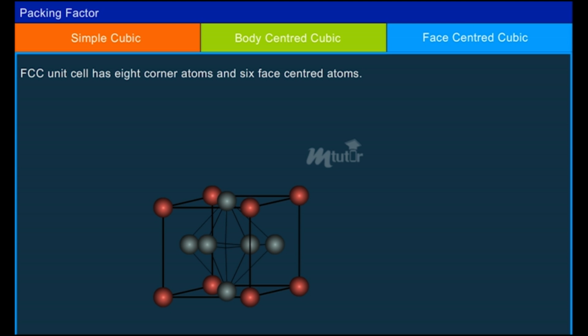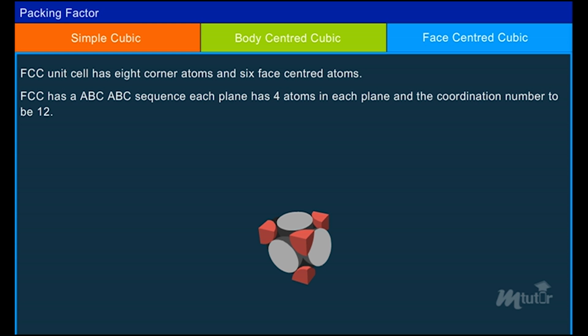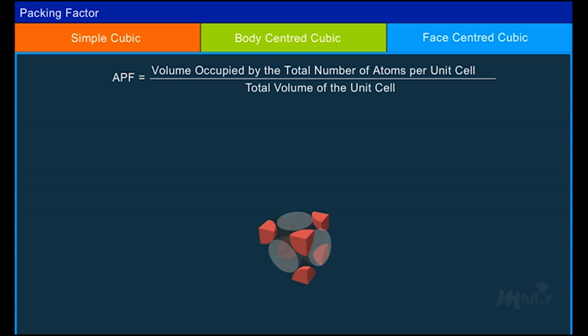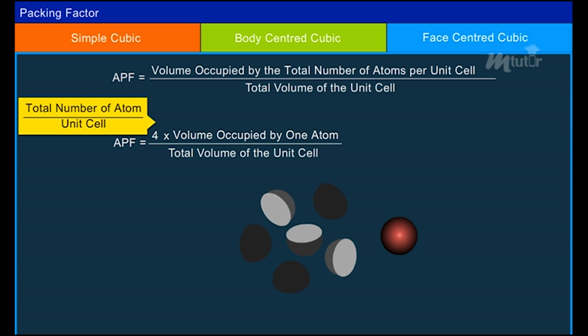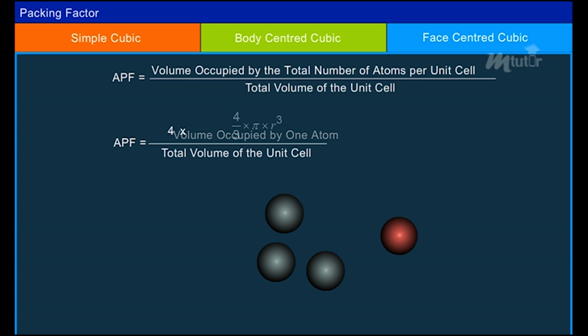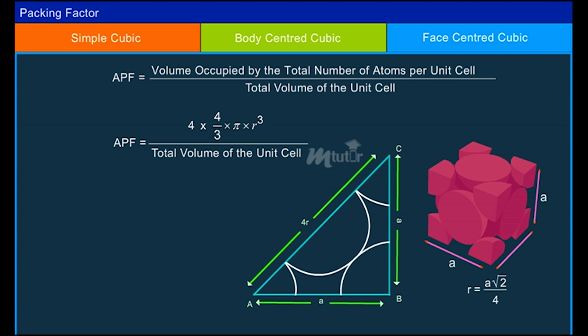We have learned that a face-centered unit cell has 8 corner atoms and 6 face-centered atoms. The structure being closely packed has each atom touching 12 neighboring atoms. The number of atoms per unit cell in an FCC is 4, and hence the volume of 4 atoms is equal to 4 into 4 by 3 pi r cubed. Also, the atomic radius for an FCC is r equal to a square root of 2 by 4.